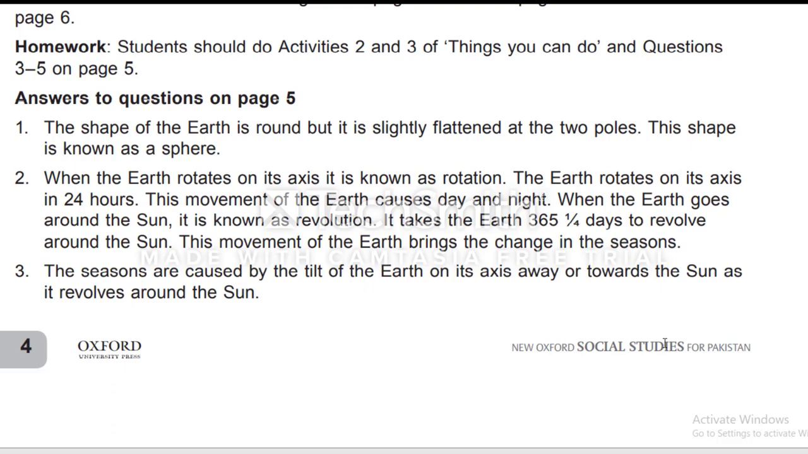Describe the shape of earth. What is the shape called? The answer is the shape of earth is round, but it is slightly flattened at two poles. This shape is known as sphere.